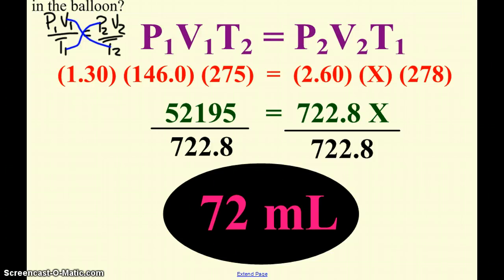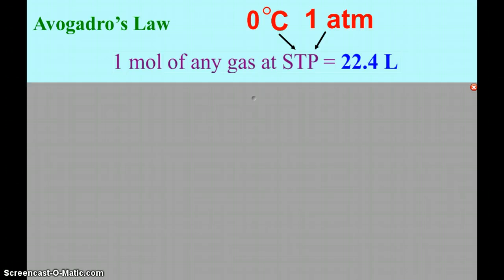The next law we're looking at is Avogadro's law. And this we've worked with a little already this year, but it says 1 mole of any gas, hydrogen, helium, nitrogen, methane, oxygen, carbon dioxide, doesn't matter. 1 mole of any gas, if it is at STP, standard temperature and pressure, then it will occupy 22.4 liters of space. Our STP conditions are 0 degrees Celsius and 1 atmosphere.